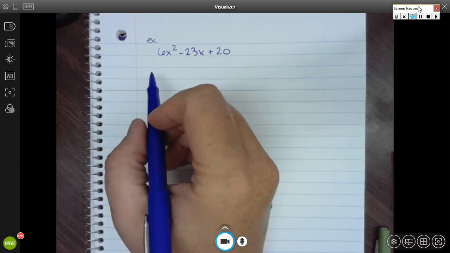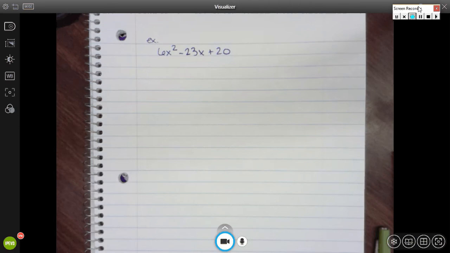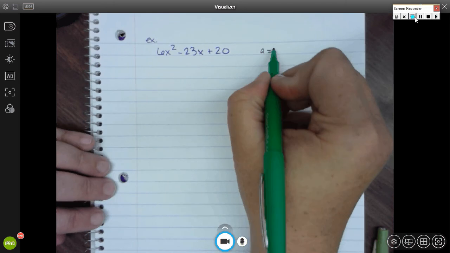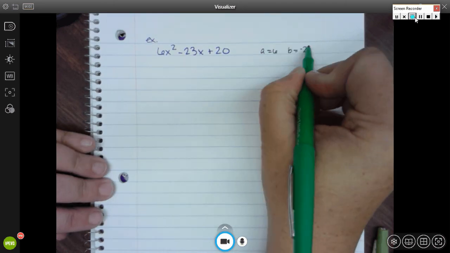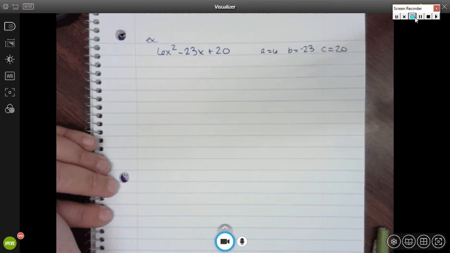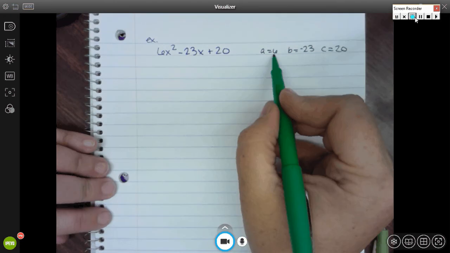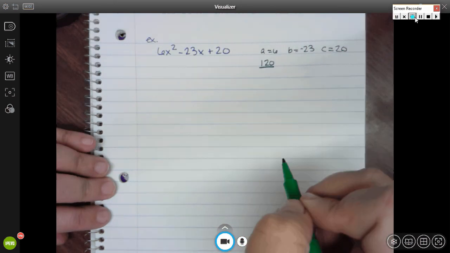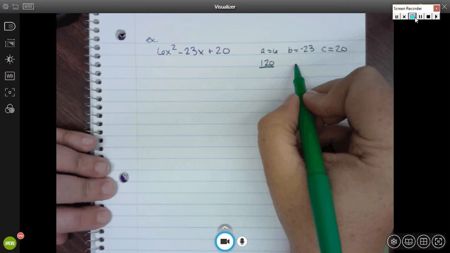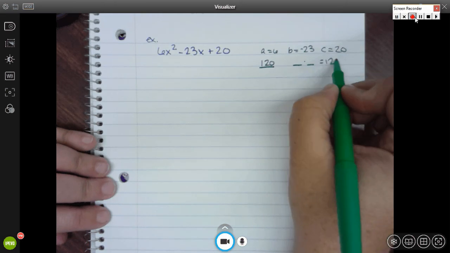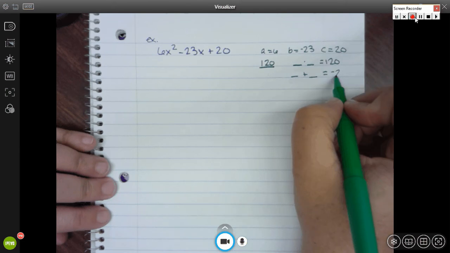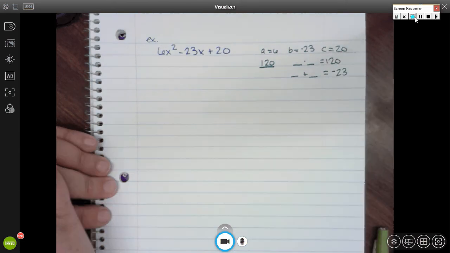So what I'm going to do is move on to listing out my A, my B, and my C. Okay, so here A is 6, B is negative 23, and C is 20. Multiply A and C together to get 120. So I'm looking for two numbers that are going to multiply to 120, but when I add them, I get negative 23.